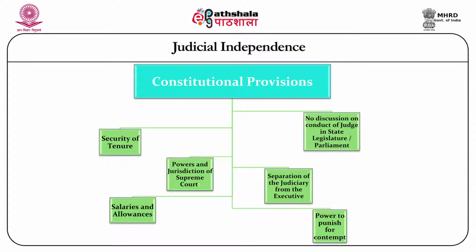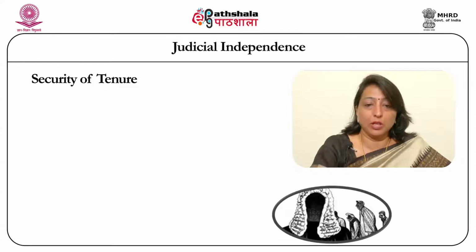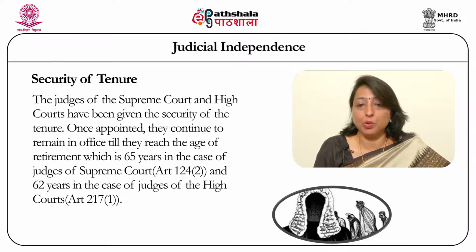They are: security of tenure, salaries and allowances, powers and jurisdiction of the Supreme Court, no discussion on the conduct of judges in the state legislature or the Parliament, separation of the judiciary from the executive, and power to punish for contempt. We start with the first one, that is security of tenure. The judges of the Supreme Court and High Courts have been given security of tenure. Once appointed, they continue to remain in office till the age of retirement, which is 65 years in the case of Supreme Court judges and 62 in the case of High Court judges.